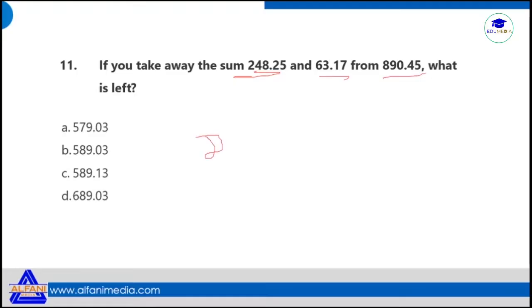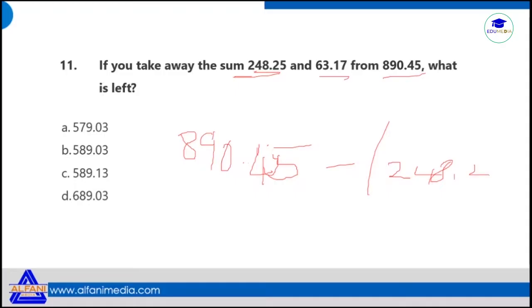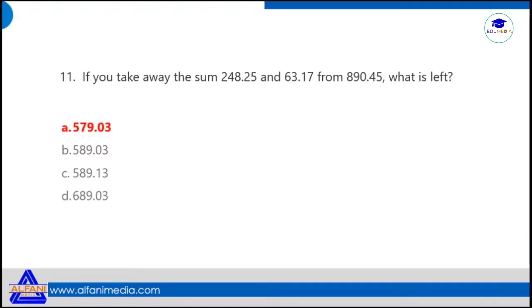We can have our 890.45 here. Guys, I'm not really used to writing with this thing here. So 890.45 minus, in brackets, 248.25 plus 63.17. There's a point here. So you add these two figures and you subtract it from the 890. And then the answer should be this. All right, so this is the answer, 579.03.